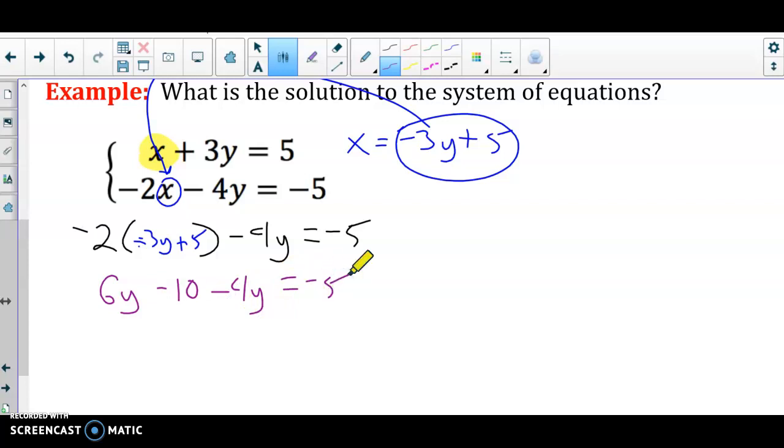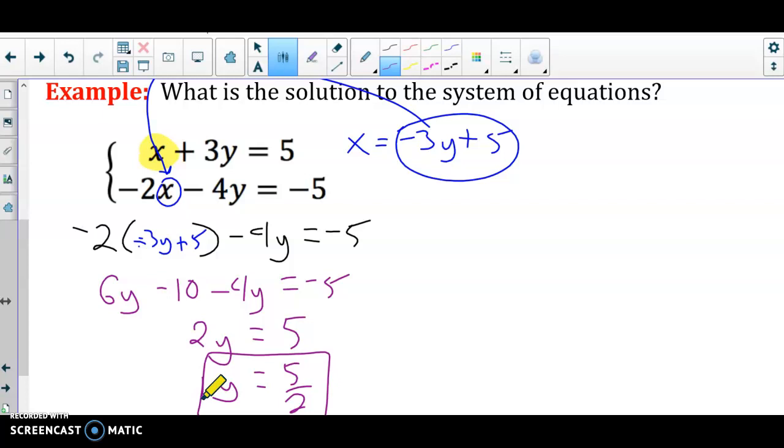And now what we need to do is isolate things and say, well, I'm looking at 2y equals, let's add 10 to both sides, 5. So I'm going to say y equals 5 halves. Don't freak out, folks. Guess what? You do get fractions occasionally. We'll deal with it.